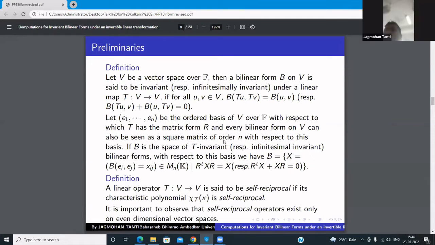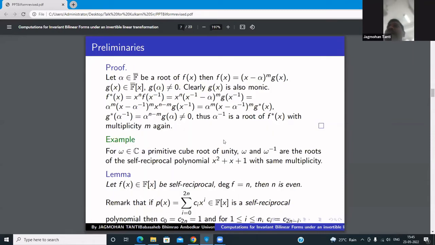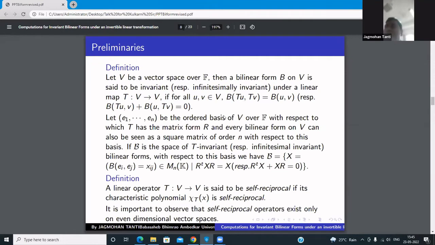Okay, sir. So all these conditions in the definition can be transformed into formulas. In the lemma there is an additional condition. We have written B as the set of all invariant bilinear forms in terms of matrices. So the theory becomes only matrix theory now. We have to do all computations in terms of matrices.